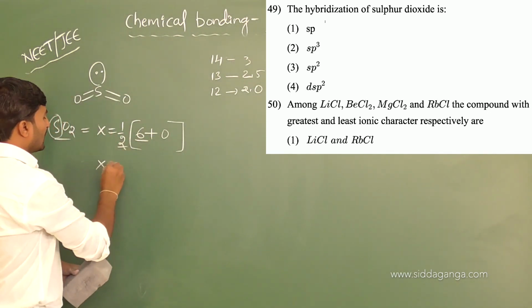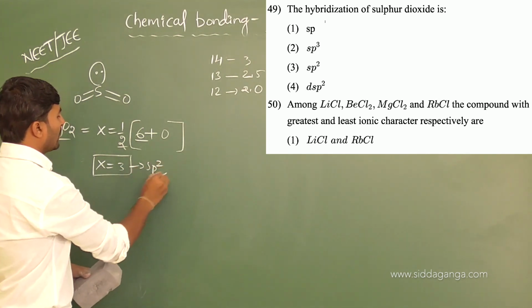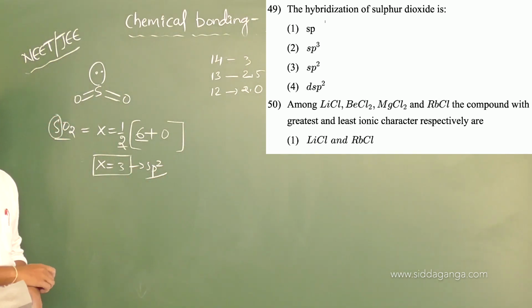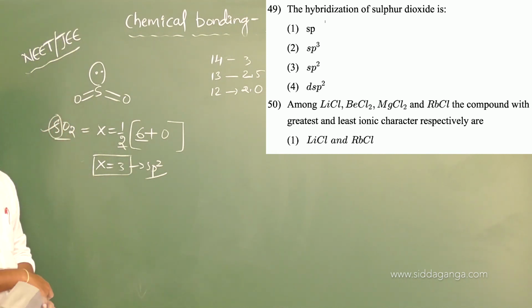6/2 becomes 3. X is equal to 3. 3 means that it exhibits sp2 hybridization. Right? What is the hybridization of sulfur dioxide? sp2 hybridization. That is, the third option will be the correct option, sp2 hybridization.